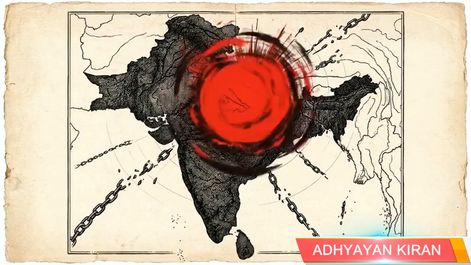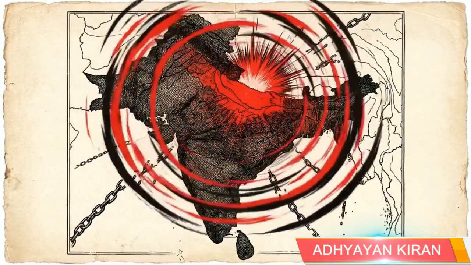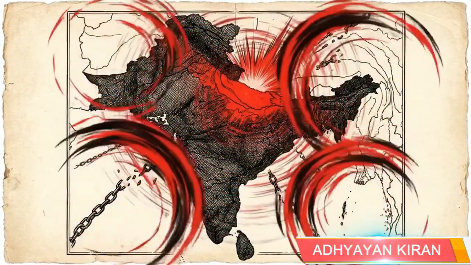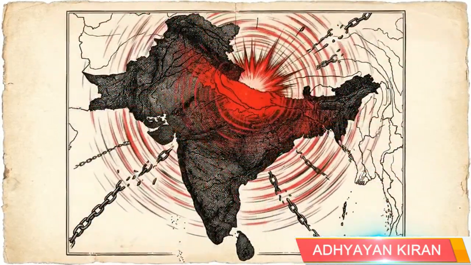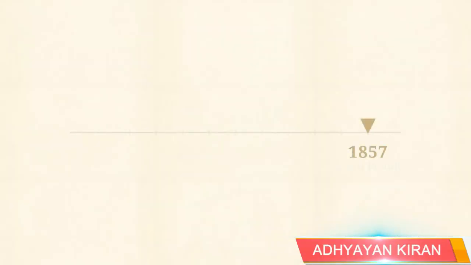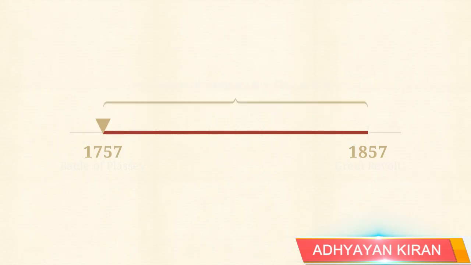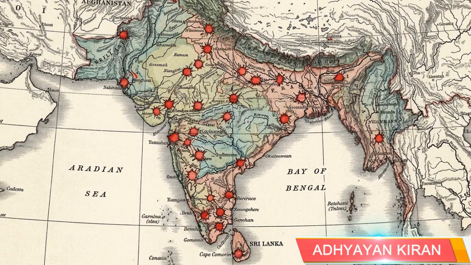Looking at this 1857 map, it's easy to view the Great Revolt as a sudden, isolated explosion of violence against British rule. But rewind the timeline a full century to 1757, and the historical record shows something else entirely. The 100 years leading up to the Great Revolt were marked by continuous, widespread, and violent regional uprisings.